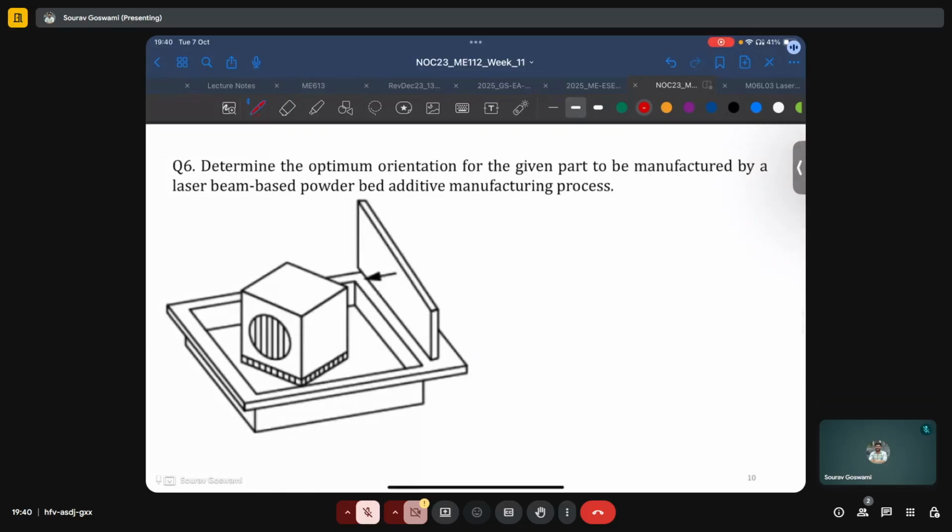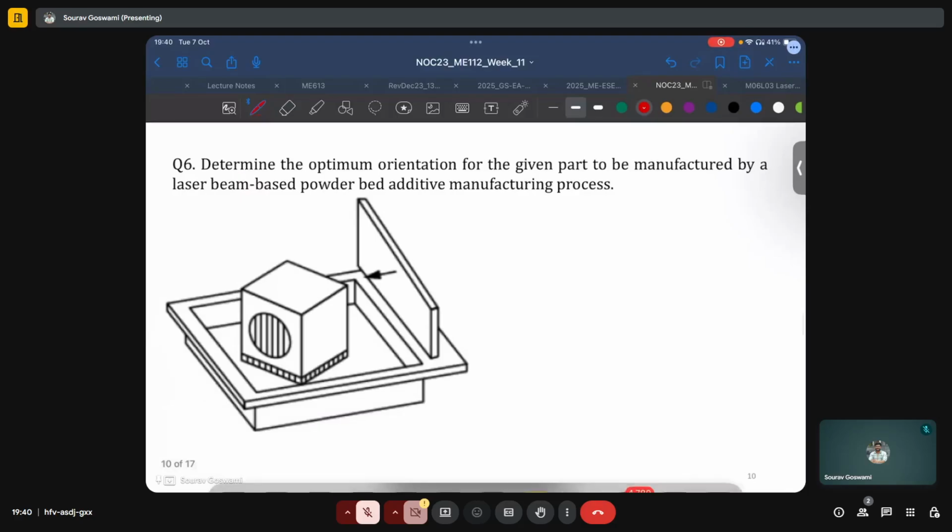So here again we have a part, this time with a cylindrical through hole. So let's assume that this is a through hole, and some support structure already shown in this present case. And so let us try to think of a better orientation, which will be an improvement over the current scenario.